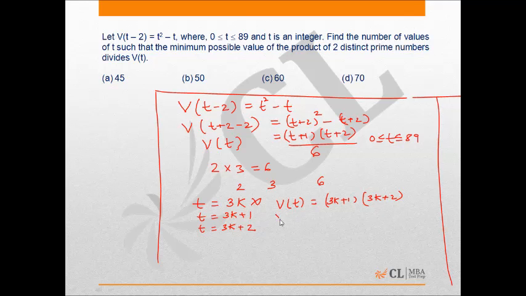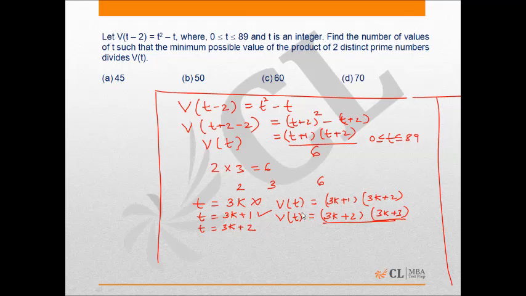But when you substitute 3k plus 1, what will happen? This will become 3k plus 2 into 3k plus 3. Now 3k plus 3 is definitely a multiple of 3, which means the number would be completely divisible by 6. So we can take all the values of the form 3k plus 1 in the range 0 to 89.